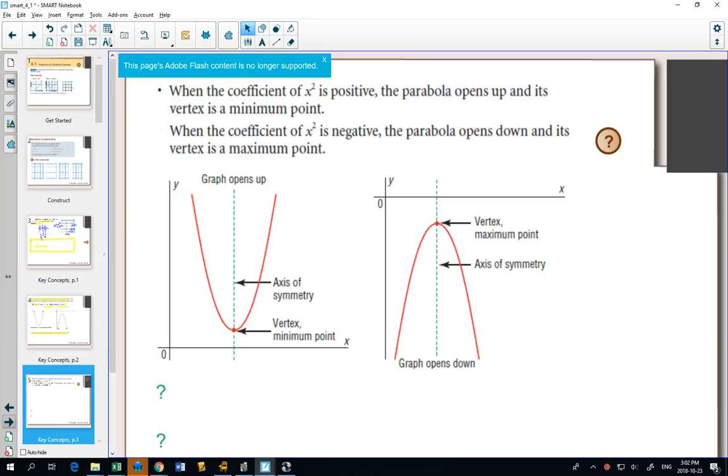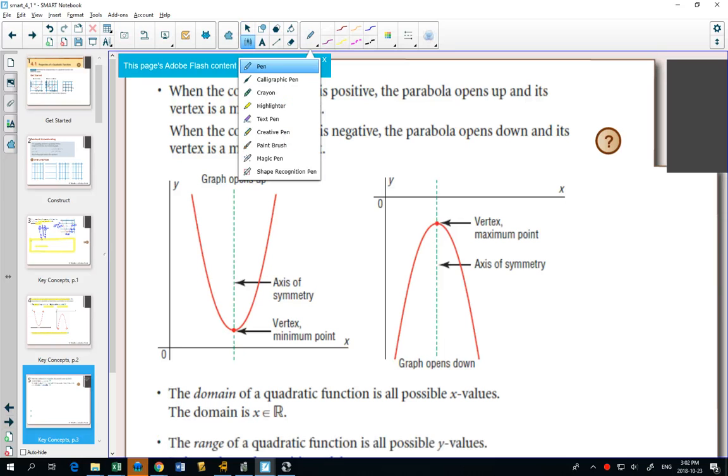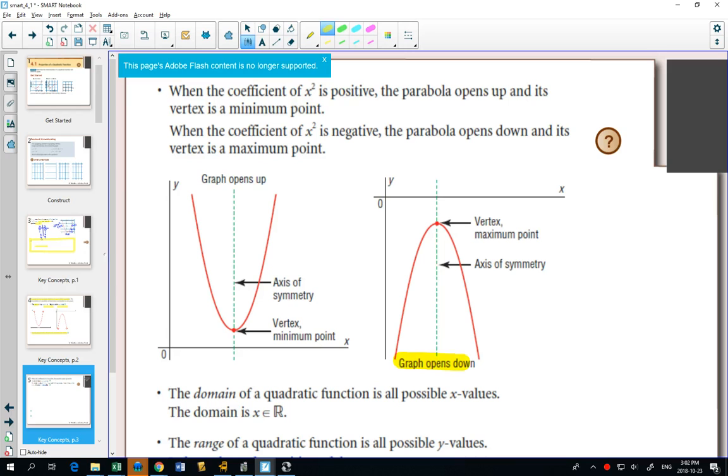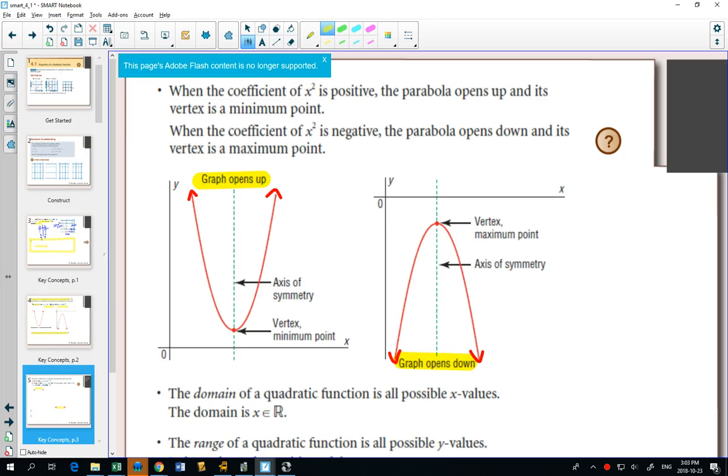Something else to highlight, so if we look at these graphs that are at the bottom of your page there, we say that a graph where the arrowheads go down opens down, and a graph where the arrowheads go up, we say that that graph opens up. So when it opens up, your vertex is a minimum point. When it opens down, your vertex is a maximum point. And both of those have axes of symmetry.